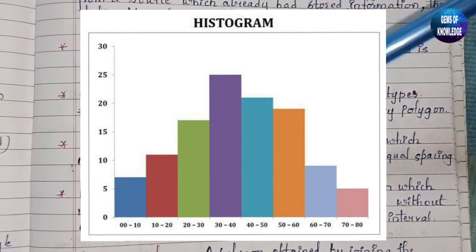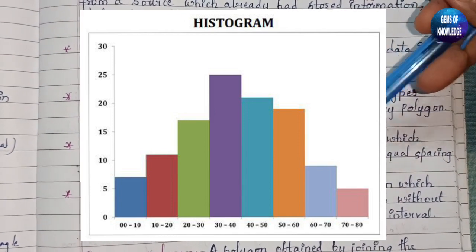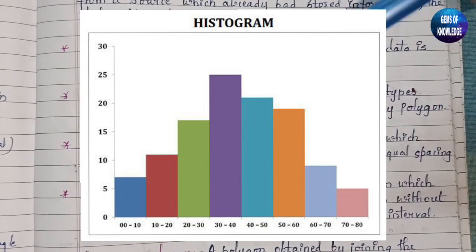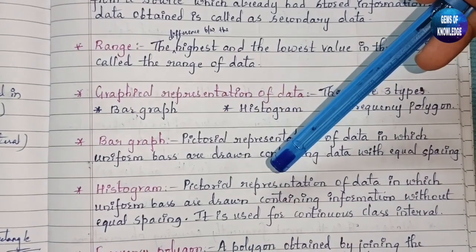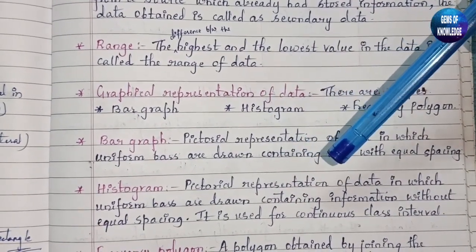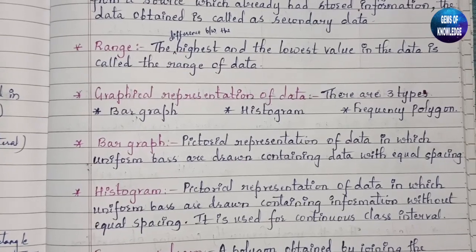It is used for continuous class intervals. So when the class interval is continuous, we can use a histogram. We'll let you know this while solving your exercise problems. At that time, we will come to know the difference between the bar graph and the histogram.